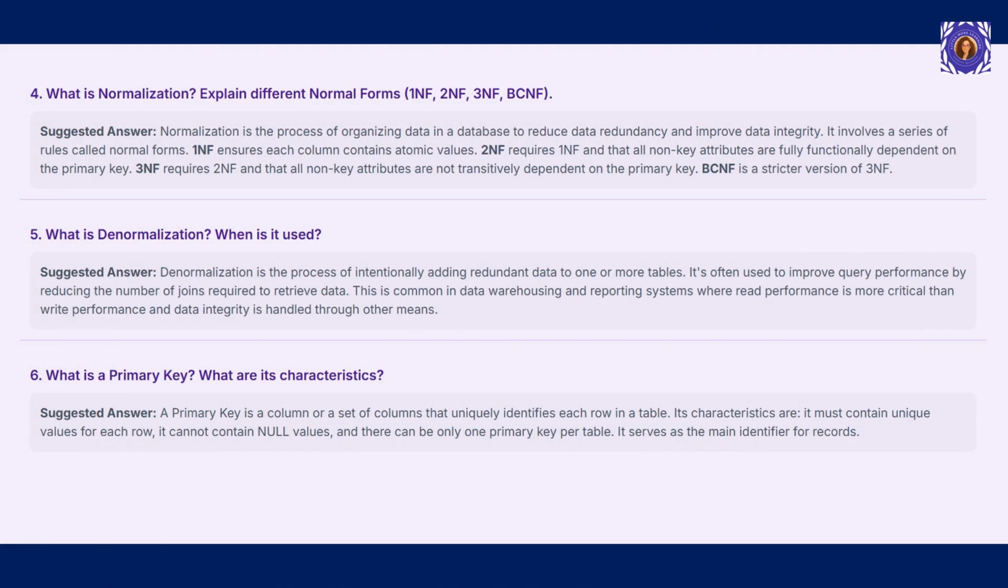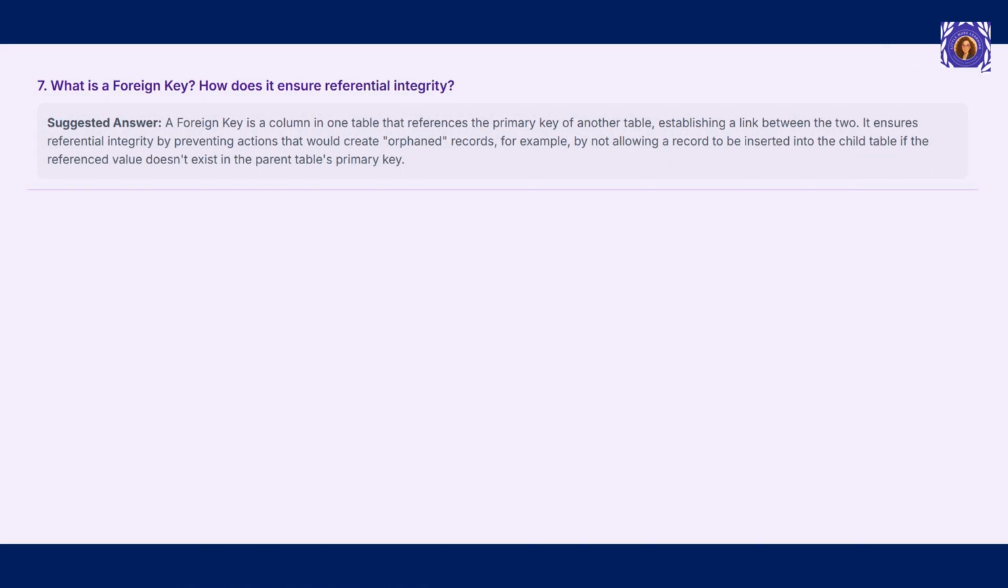Keys are essential for relationships and identification. A primary key is a column or a set of columns that uniquely identifies each row. It must be unique and cannot contain a null value. A foreign key, on the other hand, is a column that links two tables together by referencing the primary key of another table. It's how we enforce what's called referential integrity.